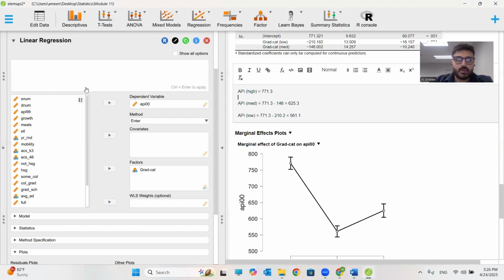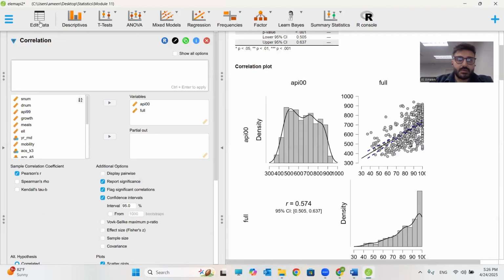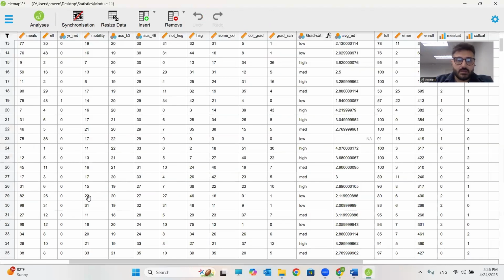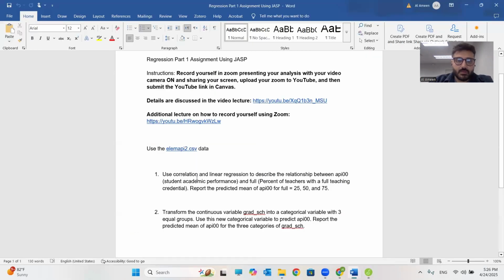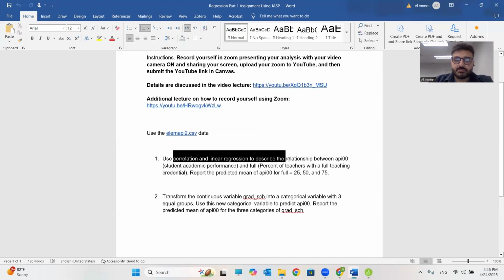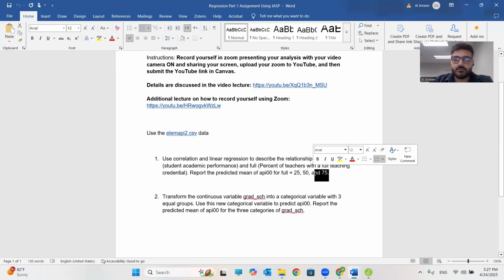So to start, I went into JASP and I imported my data set, as we can see here. And to answer the first question, it is asking me to use correlation and linear regression to describe the relationship between the performance index for the year 2000 and the full, which is the percent of teachers with full teaching credentials. And it's asking me to report the predicted mean for that performance index if the full value was 25%, 50%, and 75%.